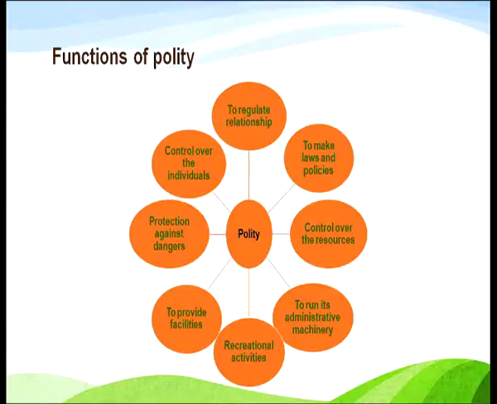There are so many functions of political institutions. These institutions help to regulate relationships. They also help to make laws and policies. Political institutions make control over the resources in the society, like to what extent we can utilize our resources. Political institutions also help us to run the administrative machinery. It also provides different kinds of facilities to the members of the society like recreational activities. Political institutions are also responsible for the protection of the members of a society.